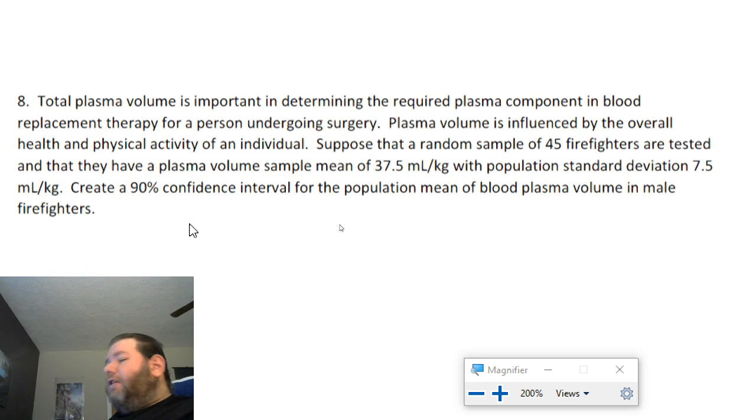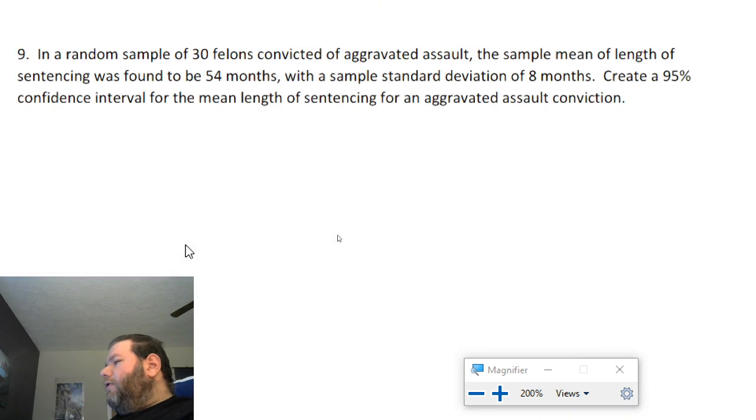And then 8 and 9 are both from today's lecture on confidence intervals. This first one, notice it says a population standard deviation, so we know what sigma is, and we can use the z alpha over 2. And then this one, we know that we're given a sample standard deviation, so we'll use the t alpha over 2 and the degrees of freedom, and we use that table to generate the t alpha over 2 value here.